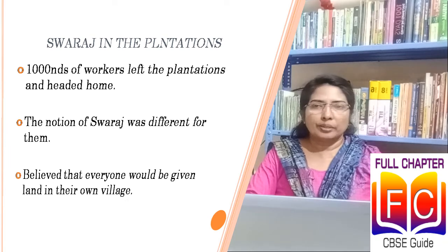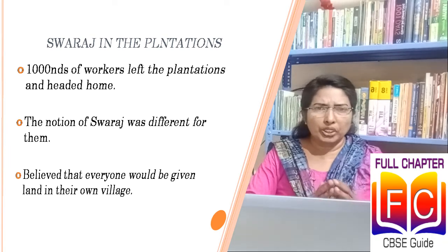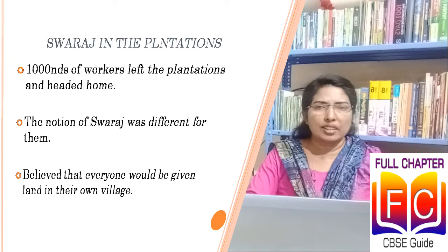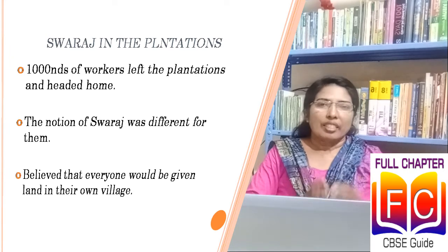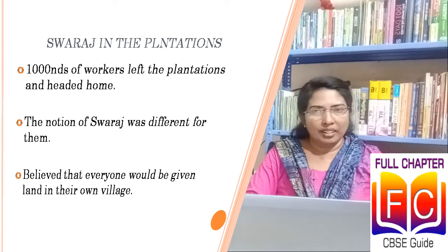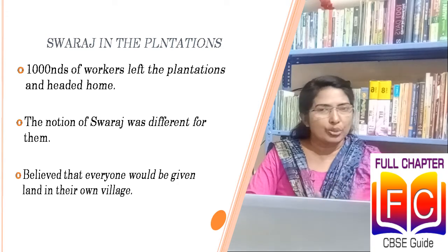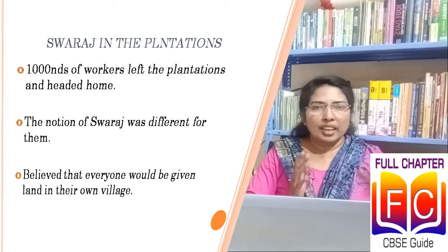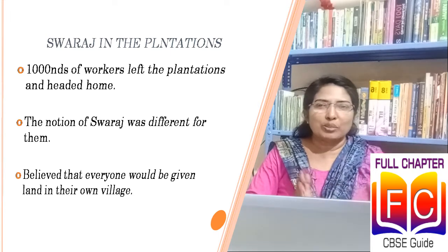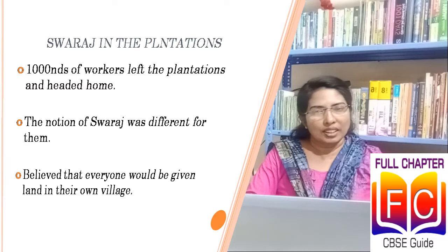When they heard of the non-cooperation movement, thousands of workers left the plantations and headed home. Their understanding of Mahatma Gandhi and the notion of Swaraj was different. They believed that Gandhi Raj was coming and everyone would be given land in their own village.